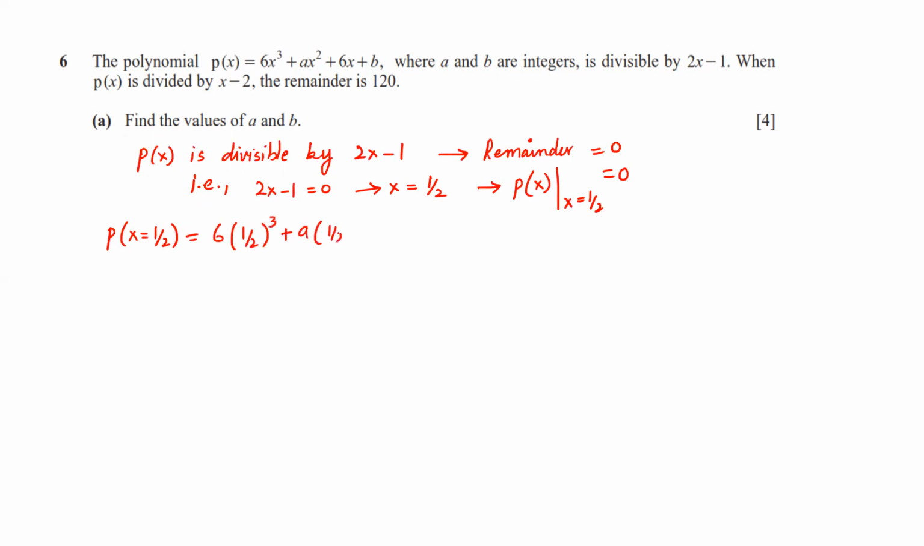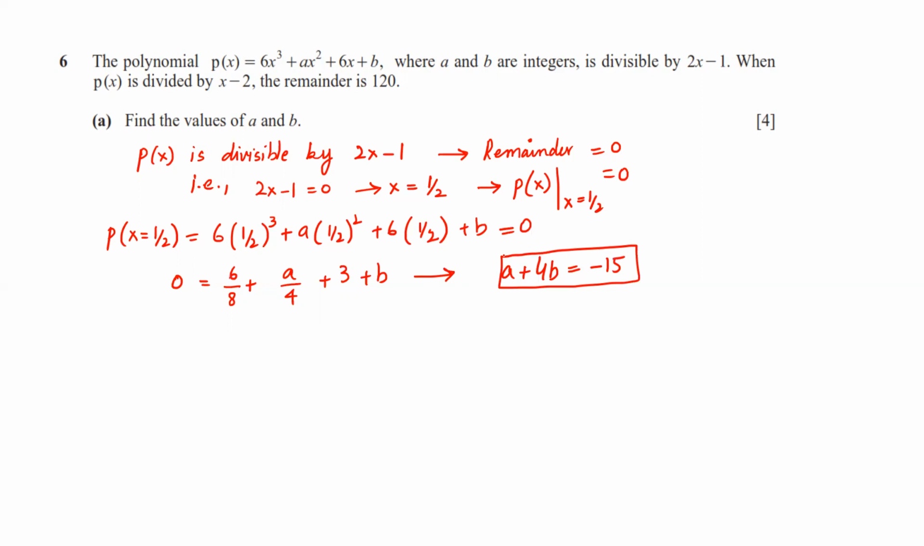Thus a into 1 by 2 square plus 6 into 1 by 2 plus b, and the remainder will be equal to 0. Okay, so doing this, what you will get is 6 by 8 plus a by 4 plus 3 plus b equals 0. And if you simplify it, you will get a plus 4b is equal to minus 15, and call this your equation number 1.